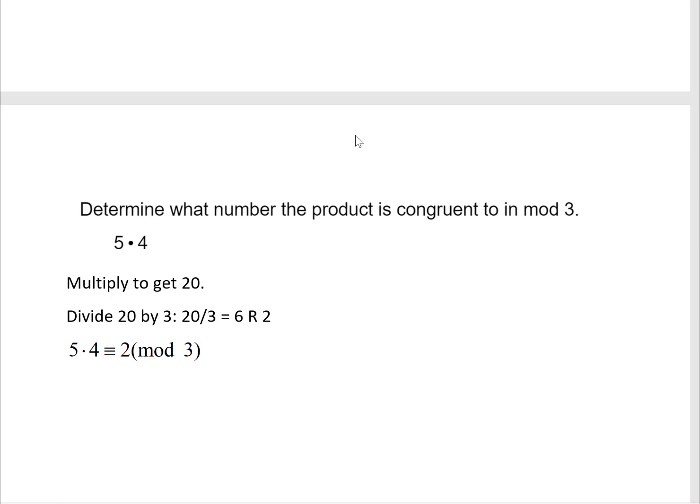Determine what number the product is congruent to in mod 3 system. So go ahead and multiply the 5 by 4 to get a 20. Divide 20 by 3 and you get 6 remainder 2. So 5 times 4 is equivalent to 2 mod 3.